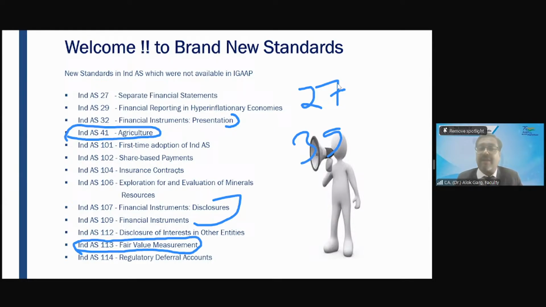On insurance contracts, there was no standard. Now we have Ind AS 104. On share-based payment, ESOP, there was a guidance note under ICAI, but in Ind AS, there is a full-fledged standard. Right? So friends, likewise, we have new standards in these areas, which we don't have in our accounting standards. Okay.